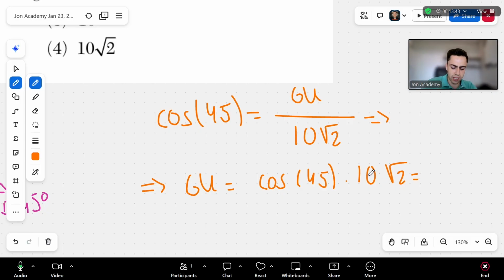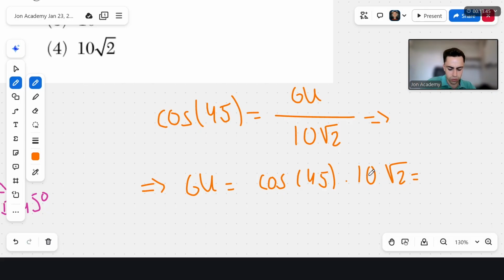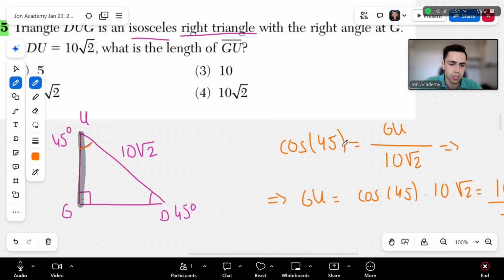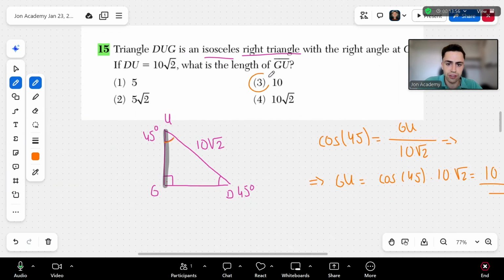Let's plug it into the calculator. Cosinus 45, always in degrees, otherwise it's gonna be wrong. It's a common mistake. And we can see that this equals just 10. So it will be number 3.